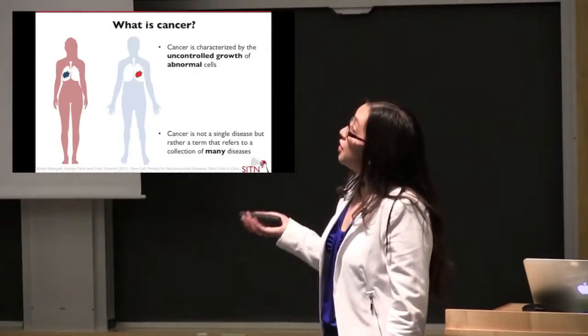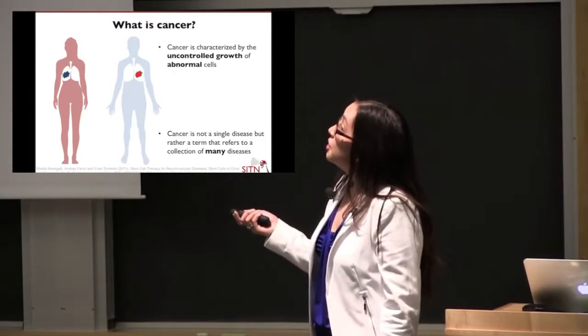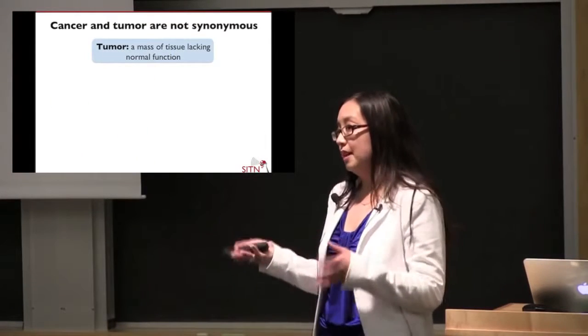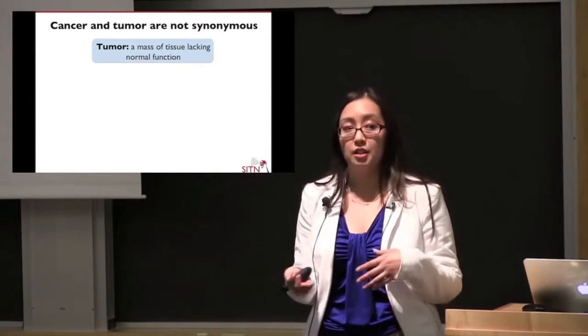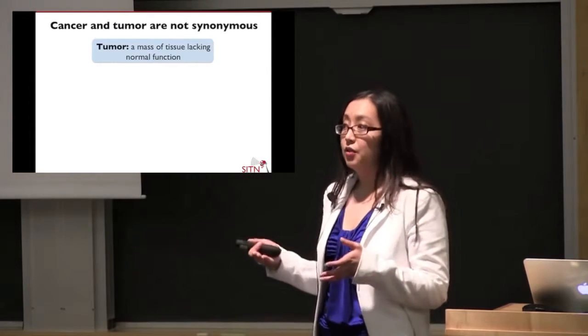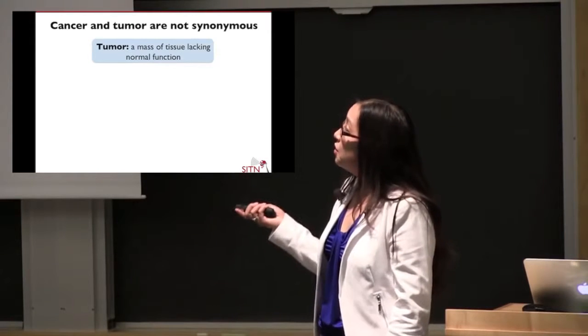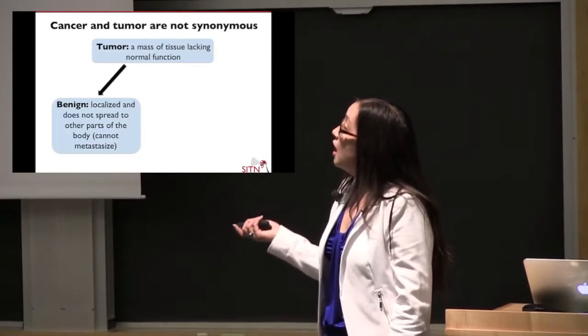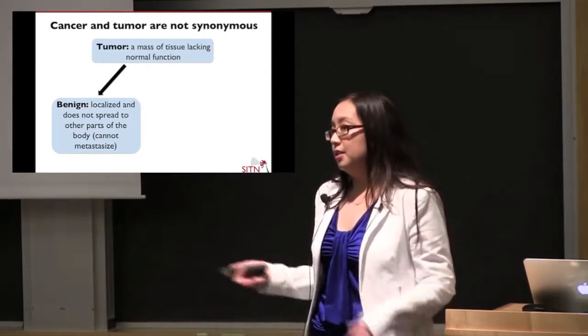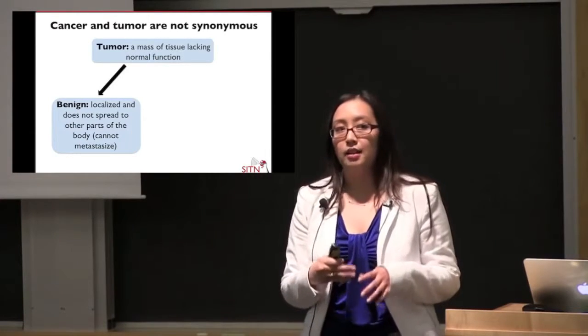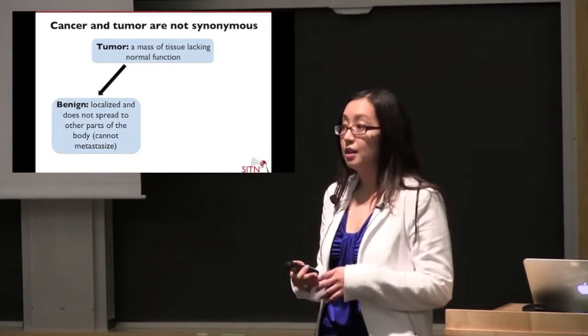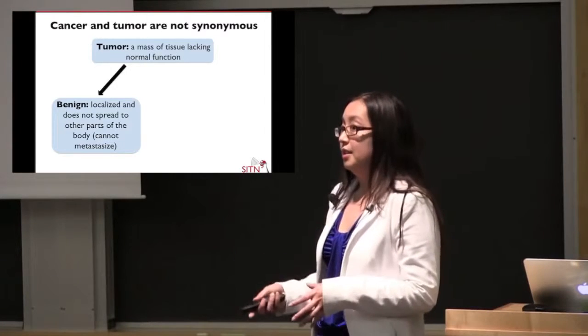Now, the uncontrolled growth of abnormal cells can lead to the formation of a tumor, and tumors are a mass of tissue that lack normal function, and they cause disease by interfering with the normal function of the neighboring tissue. So we have two major classes of tumors. The first is benign, and so these tumors are localized and lack the capacity to spread throughout the body. So essentially, they cannot metastasize.